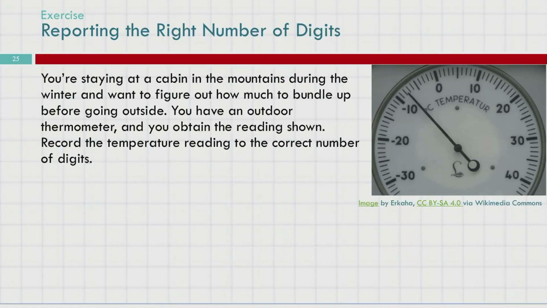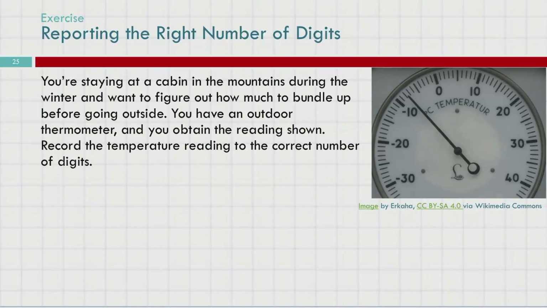Please record the temperature reading to the correct number of digits. So do your best guess on what that number is. Maybe compare with your neighbor. And if you've got different numbers, maybe you can fight about it a little. I'll give you a minute or two. All right, coming back after about a minute or two.